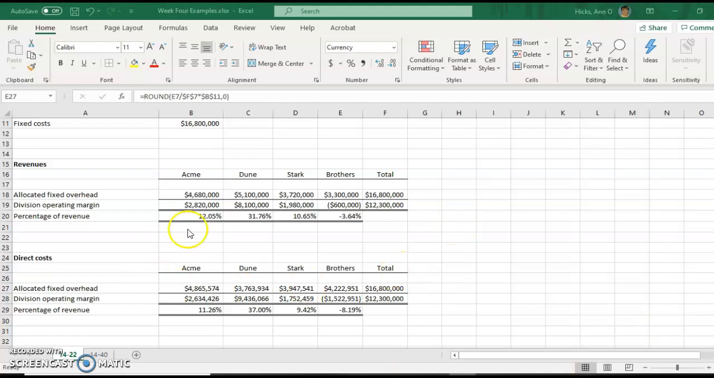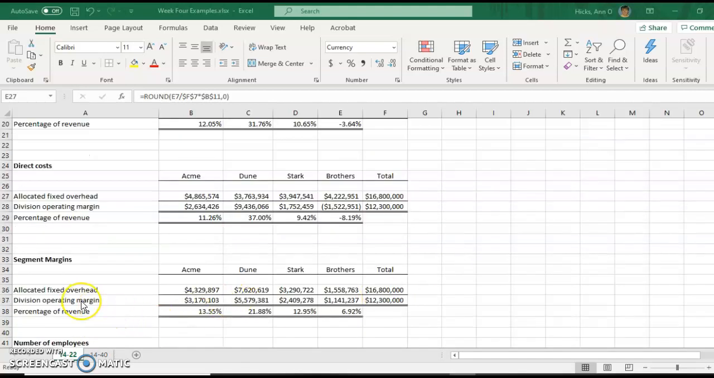Now, one thing I want to make sure you understand, notice that the individual operating margin of each division is changing under these different allocation methods. The total operating income for the company is not changing. We're not changing the profitability of the overall entity. We're adjusting the profitability of each individual division based on how much of the fixed overhead they're getting.